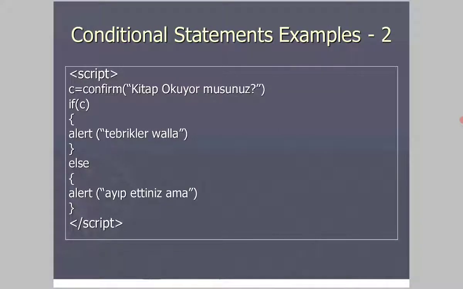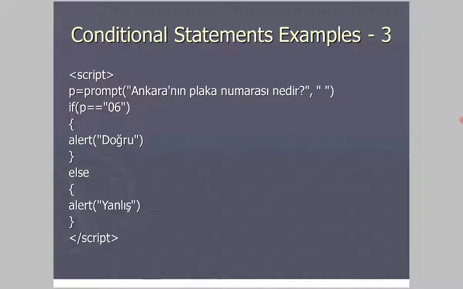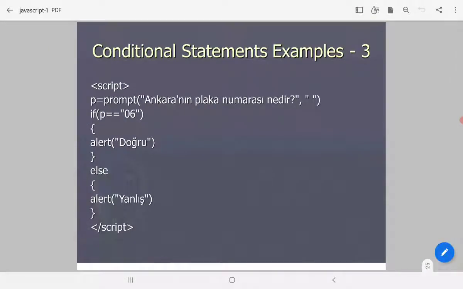So this is another example, or example 2. Script, c is equals to confirm some message, if c, alert something, else alert something. This is another type of example. So thank you.